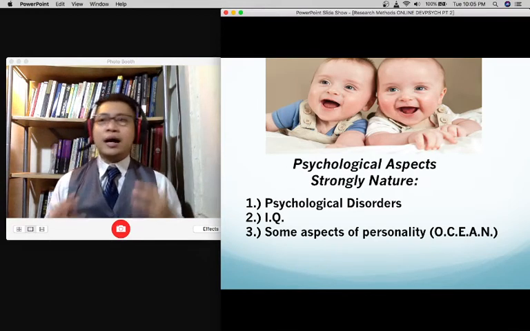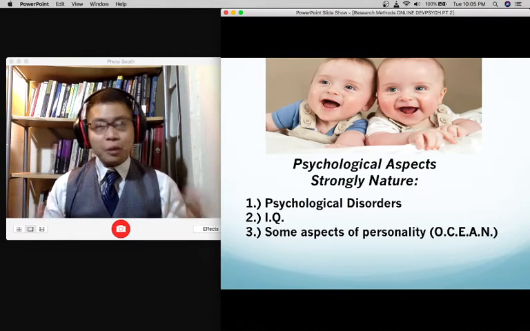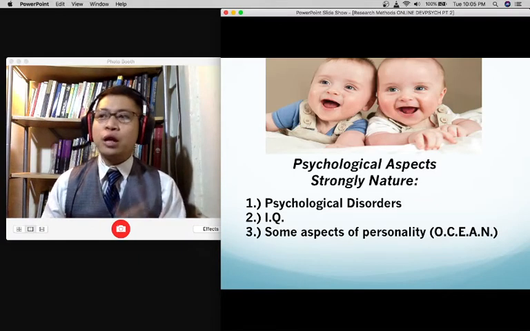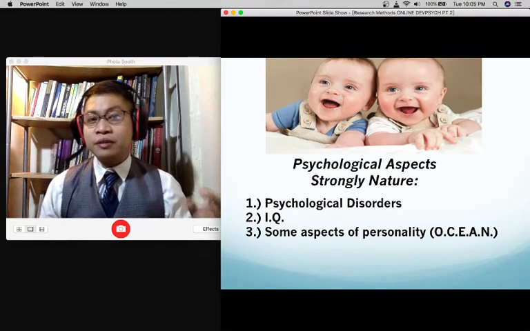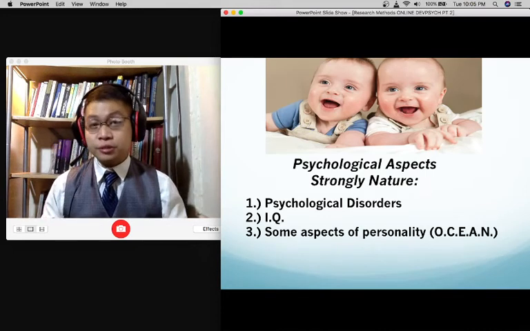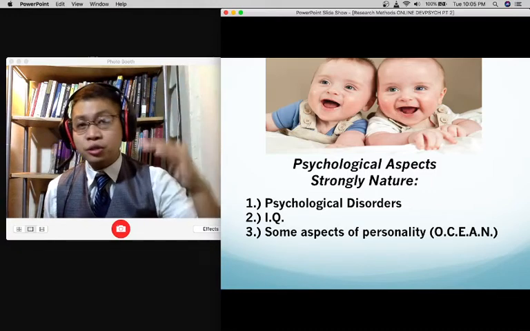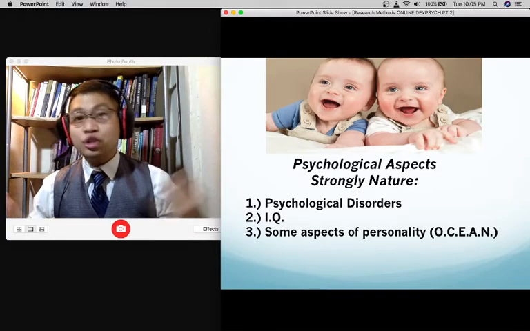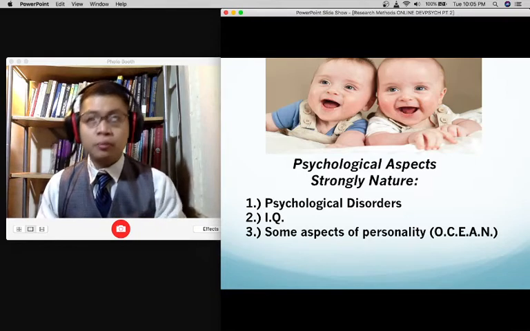Alam nyo ba yon? Halos lahat. Sabi ko halos lahat, so hindi lahat. Halos lahat ng psychological disorders merong genetic basis. If twin 1 has a certain disorder, most likely twin 2 will also have that disorder. So a lot of psychological disorders have a genetic basis. You read a textbook on abnormal psychology. Karamihan talaga ng mga psychological disorders, they will tell you it has a genetic basis. You got it through genes. You inherited it. You genetically inherited those predispositions to develop certain disorders.